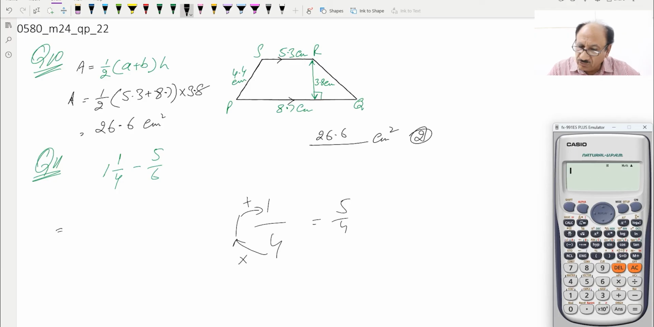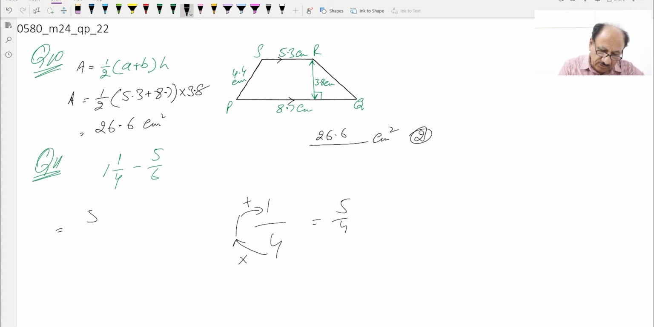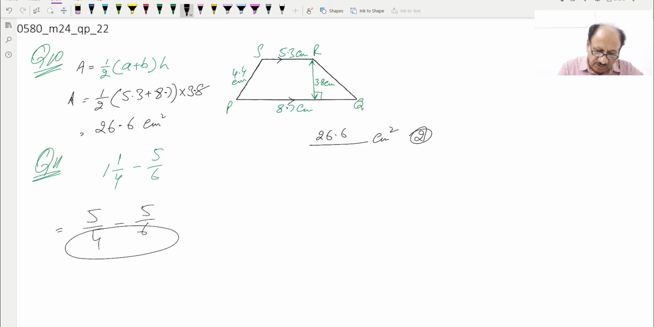Another way is, if you are using a calculator, you can write the mixed fraction in this format. Where is the mixed fraction? This one, and we can write 1 1/4 and just press equals. This will give you 5/4, but you need to write 5/4 here. This will be 5/4, and then you need to write basically minus 5/6. Now we need to equalize the denominator.